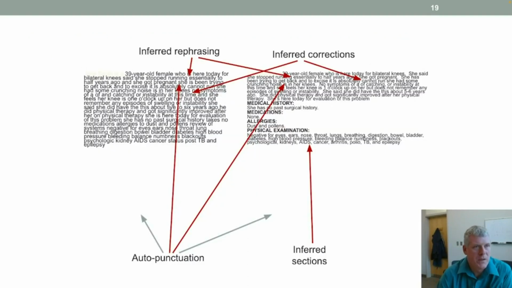And doing punctuation correctly and doing some inferred sections. Like it seems like this is talking about medical history here, and this talks about medications, and this is allergies, and having a system be able to organize the raw transcription into those kinds of nicely organized sections is an important step.